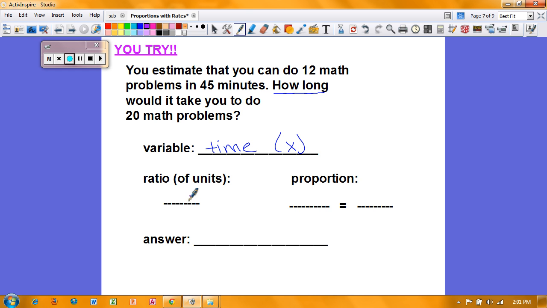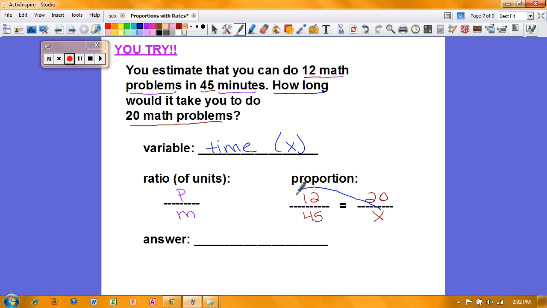Now we want to set up a ratio of units. So the units in this problem, we have math problems and minutes. So I'm going to put P for problems up top and M for minutes on the bottom. So for the proportion, it says 12 problems in 45 minutes, problems on top, minutes on the bottom. But we want to know the time it would take for 20 math problems. Again, problems on top, and this is what's missing.